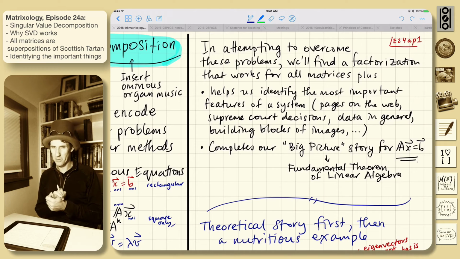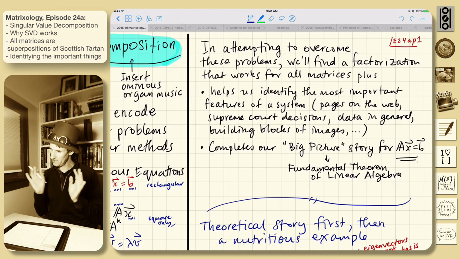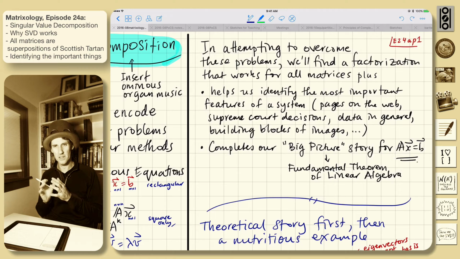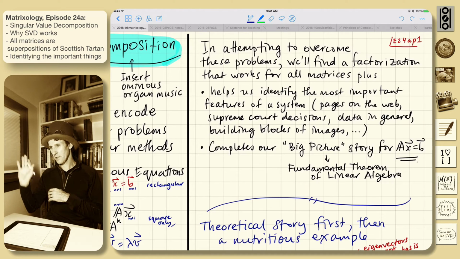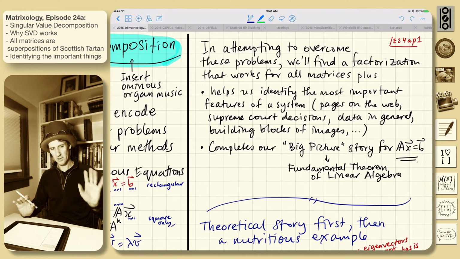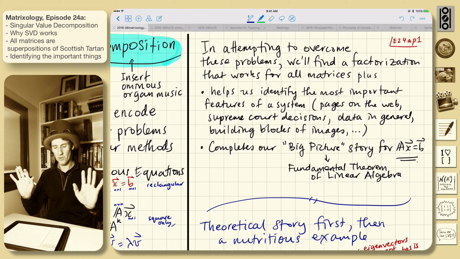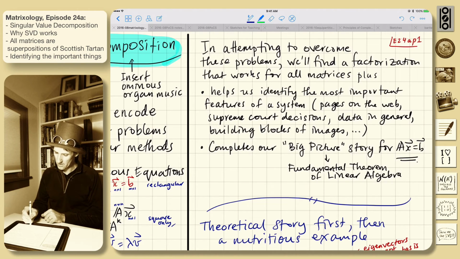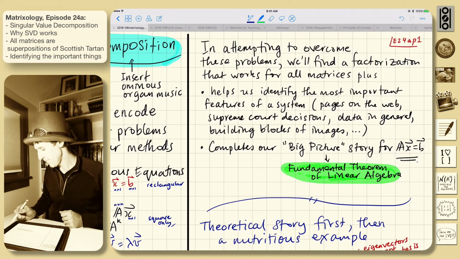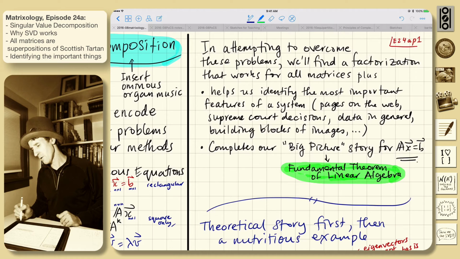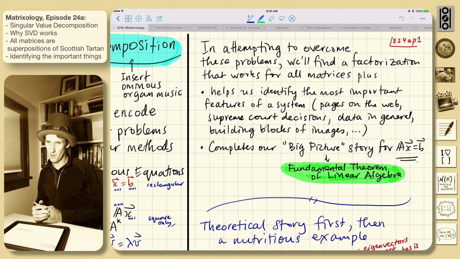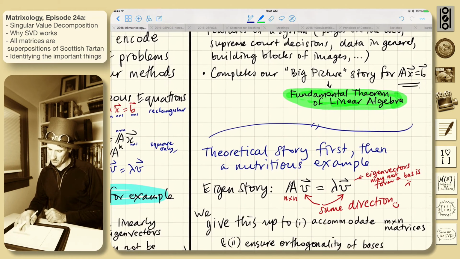And it will finish our big picture story, right? So we had this crazy thing. We're going to fill in some last few details about row space, null space, column space, left null space. There is a little more to add there. And this will be the fundamental theorem of linear algebra completed. Okay. So singular value decomposition. Sometimes you'll see principal component analysis. It's used in many, many fields to find the most important things.